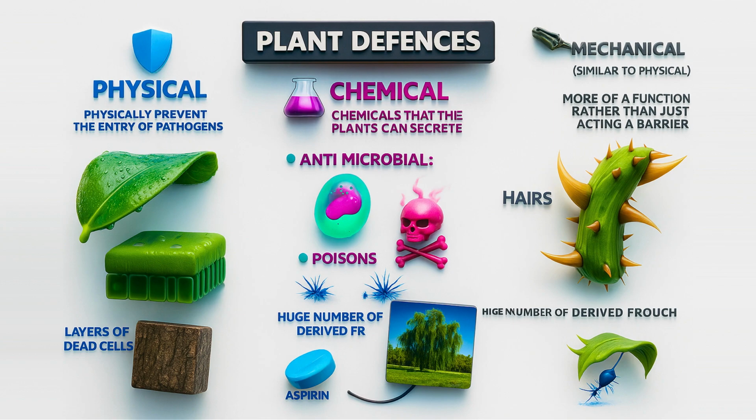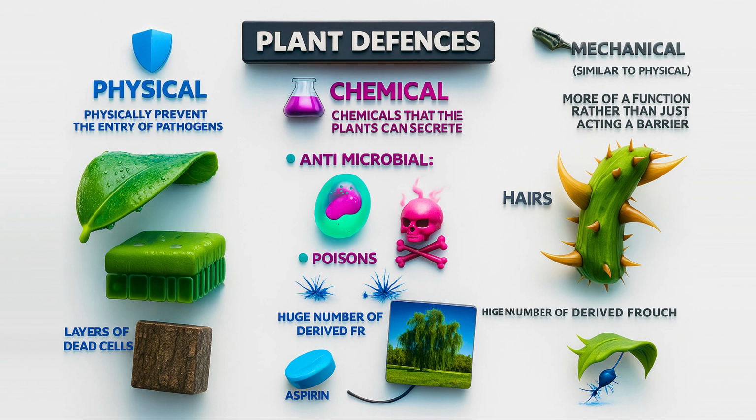Chemical defenses involve the secretion of substances that either kill or deter harmful organisms. Plants can produce antimicrobial compounds that kill bacteria and fungi or toxic substances that repel or poison insects. In fact, the chemical abilities of plants are so advanced that many of the medicines we use today are derived from plant chemicals. One well-known example is aspirin, a pain-relieving drug originally developed from a chemical found in the bark and leaves of willow trees.